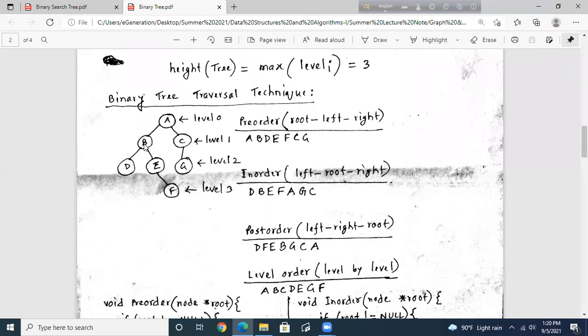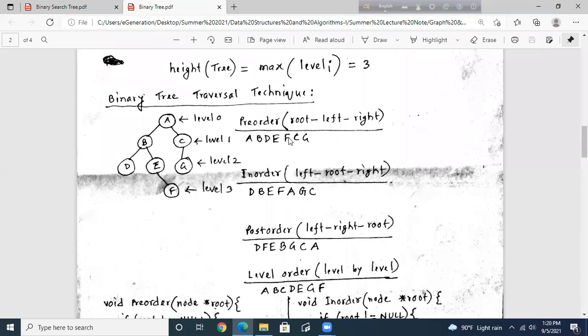Then root B is complete, left D is complete. Now I have to complete the right. Right is again more than one node. Since I have more than one node, I have to rethink the algorithm again. Our root is E, so I write root E. Then left, we have no left node. Then right, we have the right node. So I have completed up to this point.